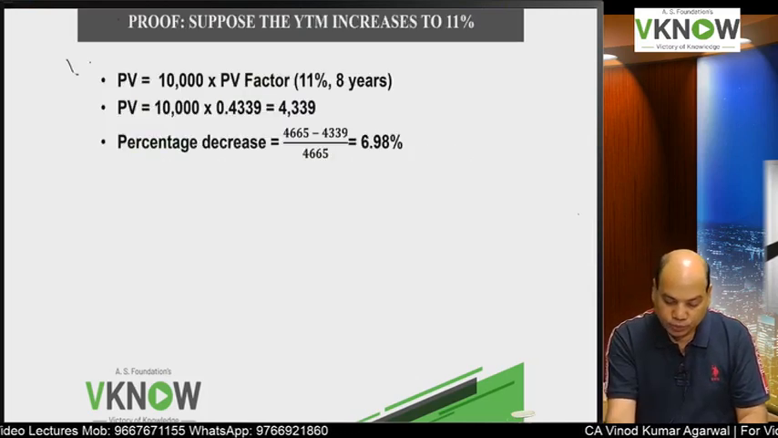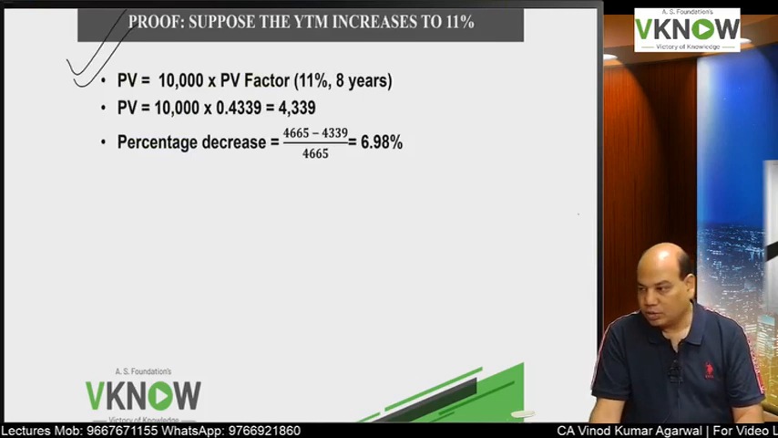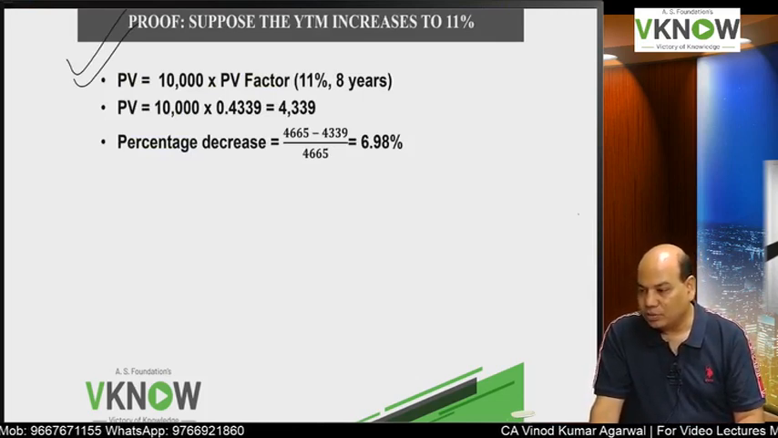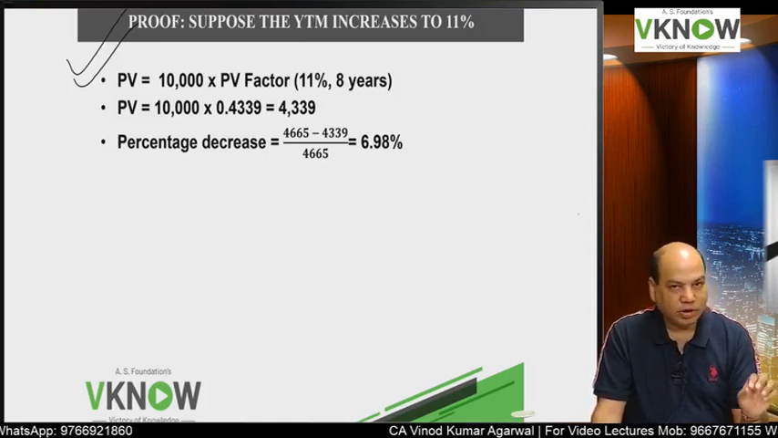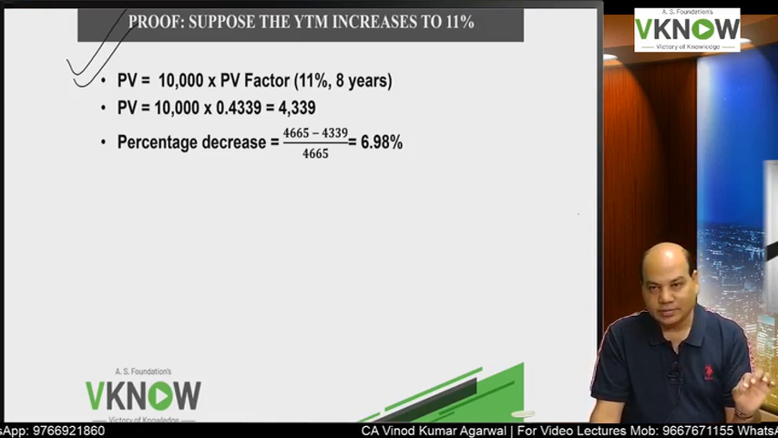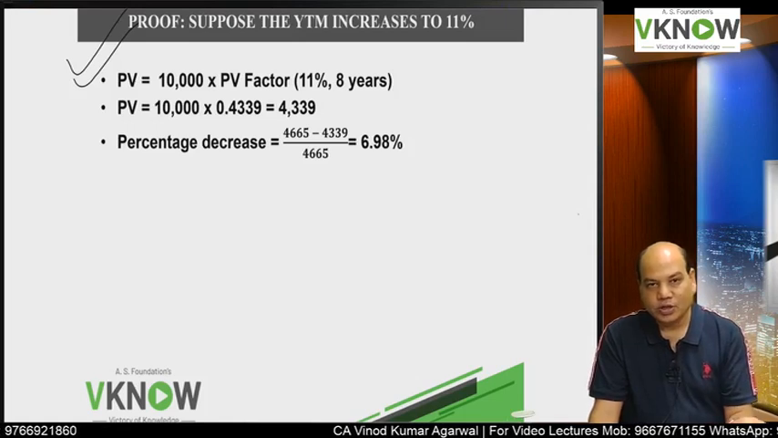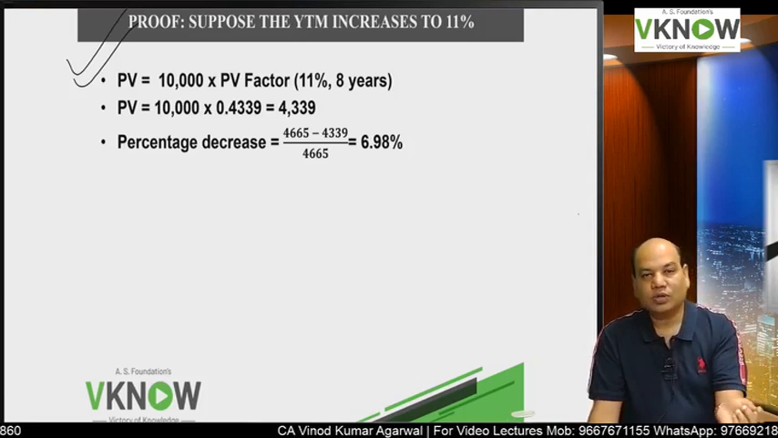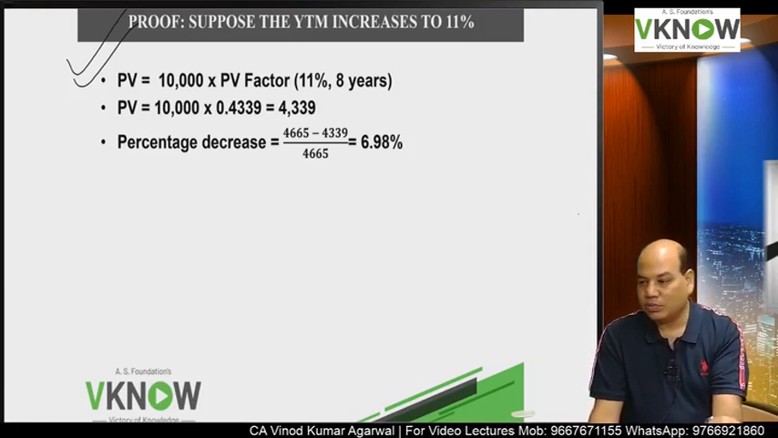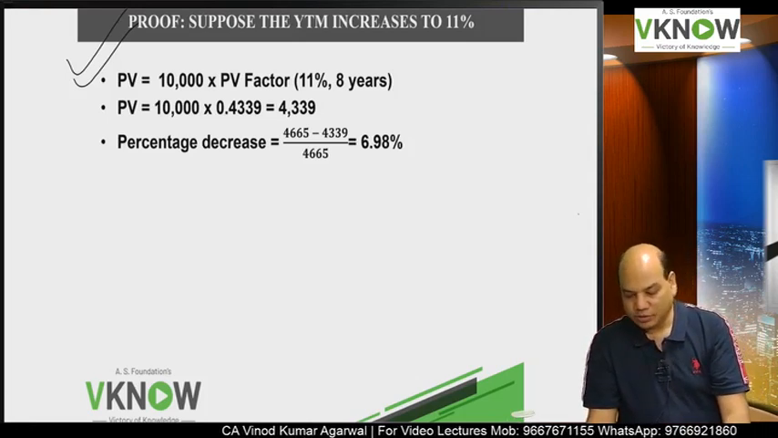So write down proof. So I will prove by using the present value factor. So heading, write down proof. Suppose the YTM increases to 11%. What was the YTM earlier? 10 plus 1. So assume that YTM goes to 11%. So how the bond price will change and by what percentage the bond price will change.